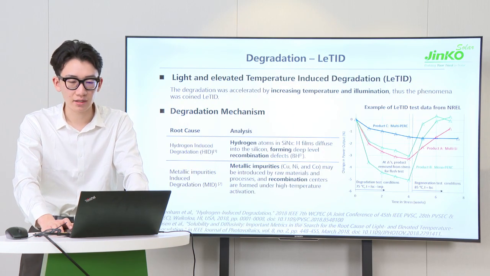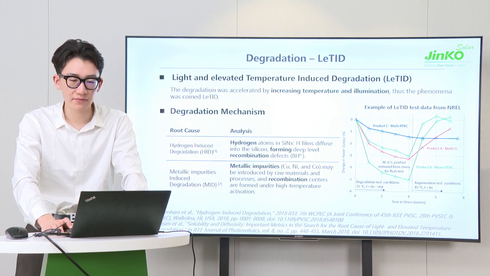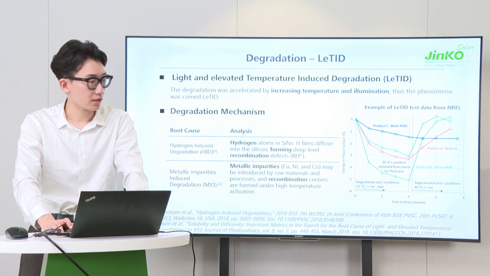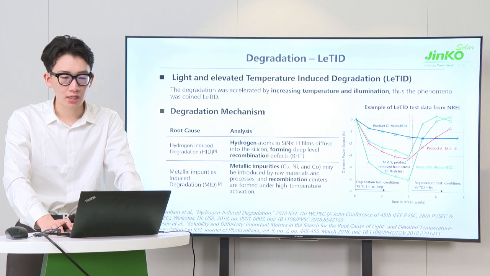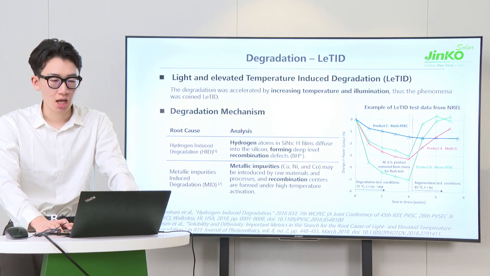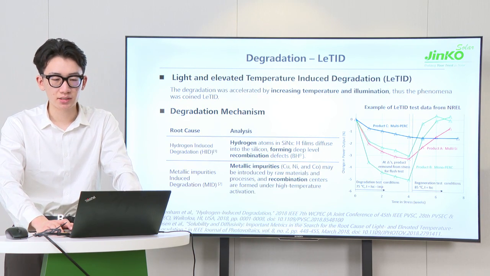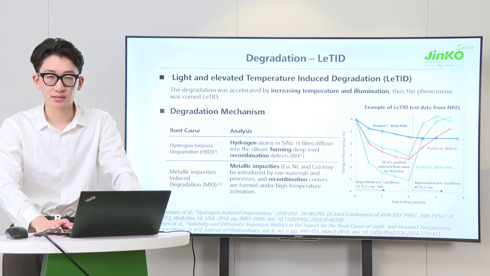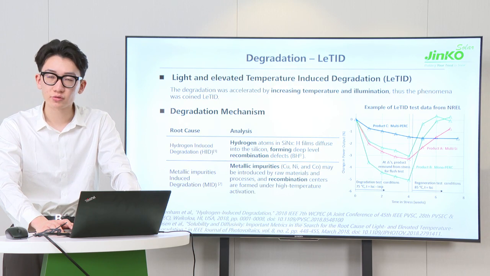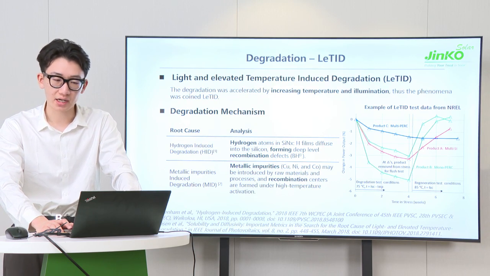The light and elevated temperature induced degradation is accelerated by increasing temperature and illumination, as shown in the right picture. Compared to traditional multicrystalline cells, monocrystalline PERC cells exhibit severe power degradation at 75 degrees Celsius, but power output will gradually regenerate with increasing temperature and time.